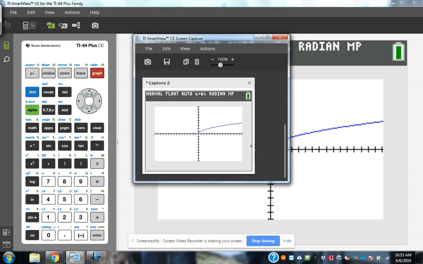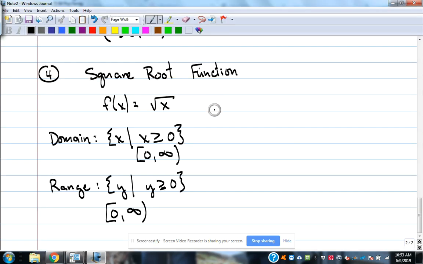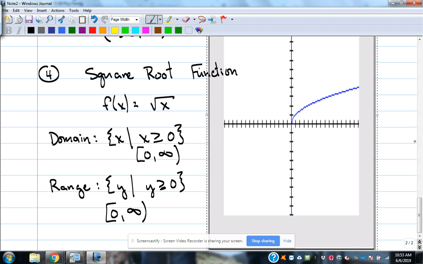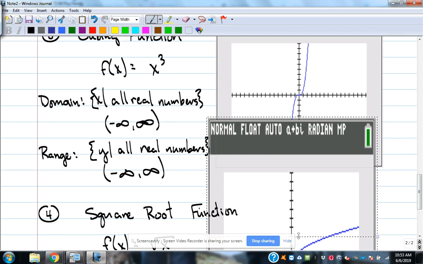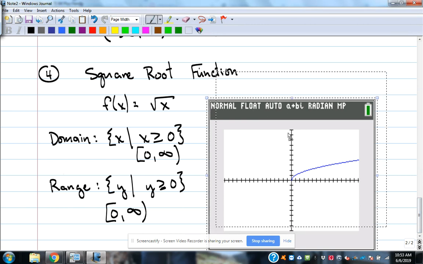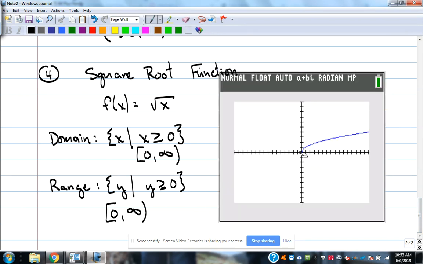What that does, it starts at the origin. It starts here at the origin and goes up and to the right. So our x values start here at 0 and go to the right. So that's toward positive infinity. Our y values start here at 0 and they're going up. Although they're going up slowly, they're still going up. So that's why the range goes toward positive infinity as well. So the square root function is what we're dealing with there. All right.